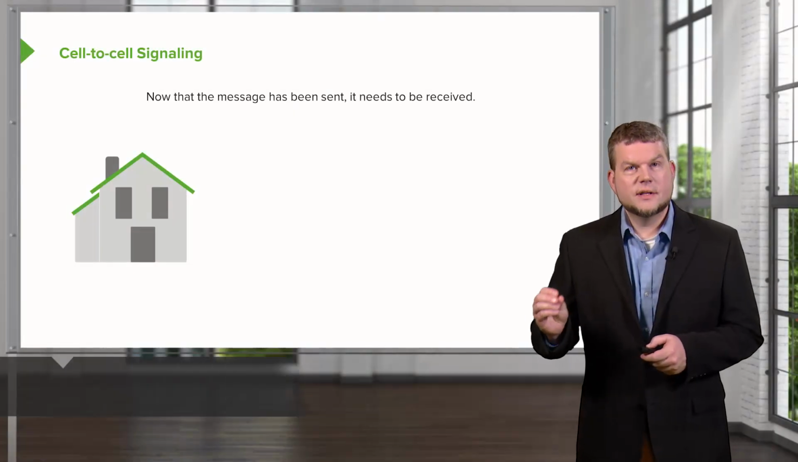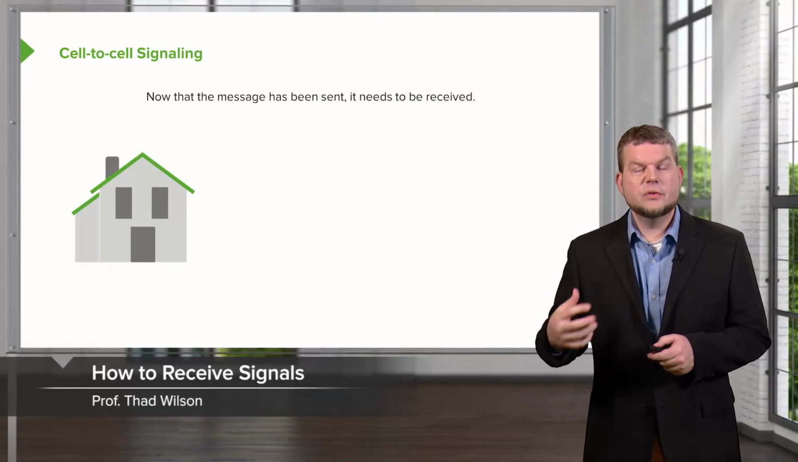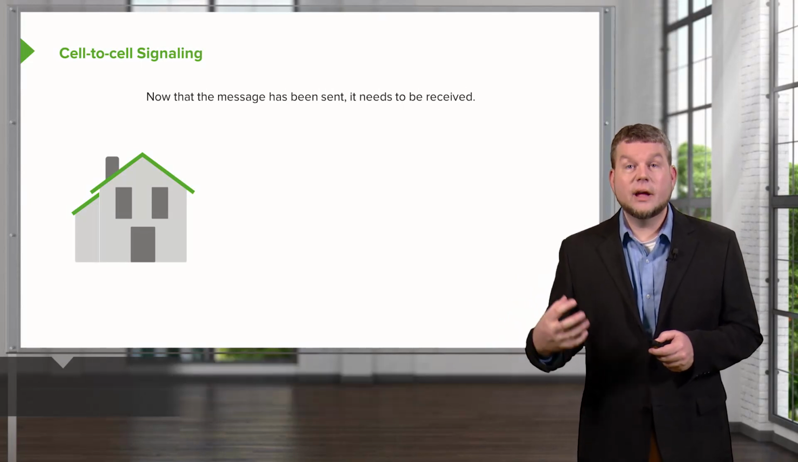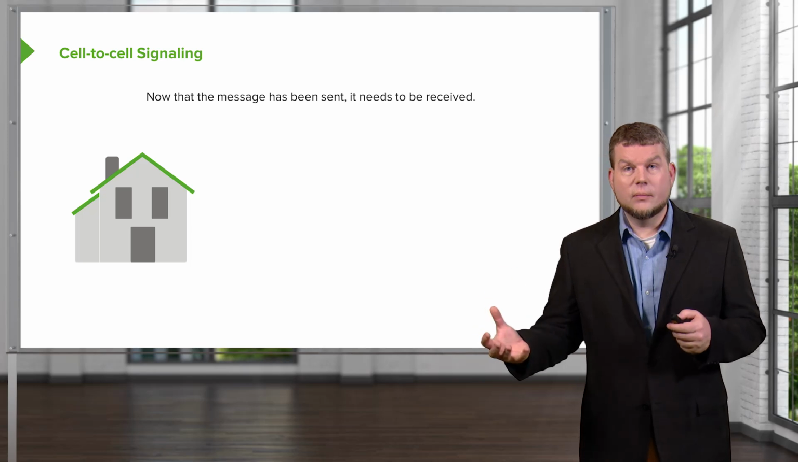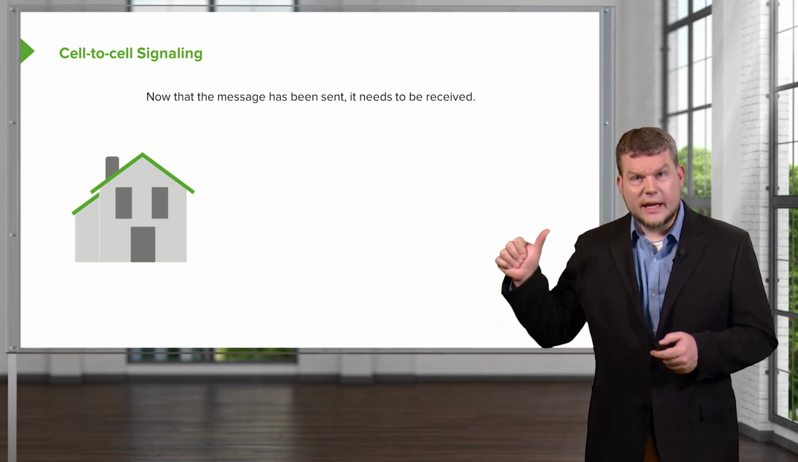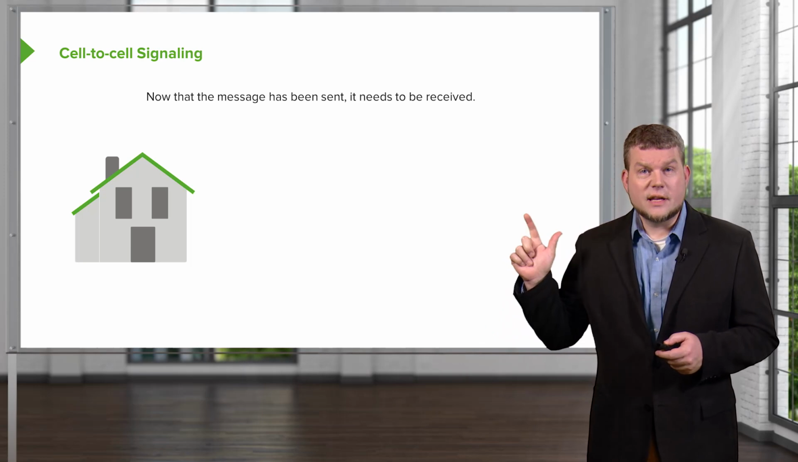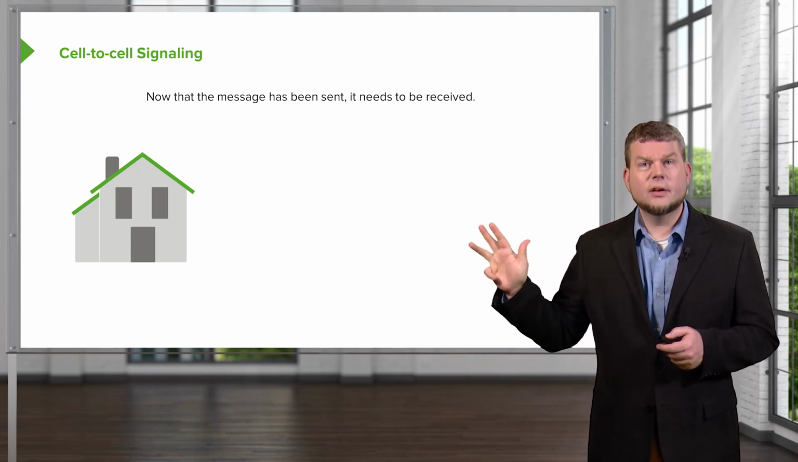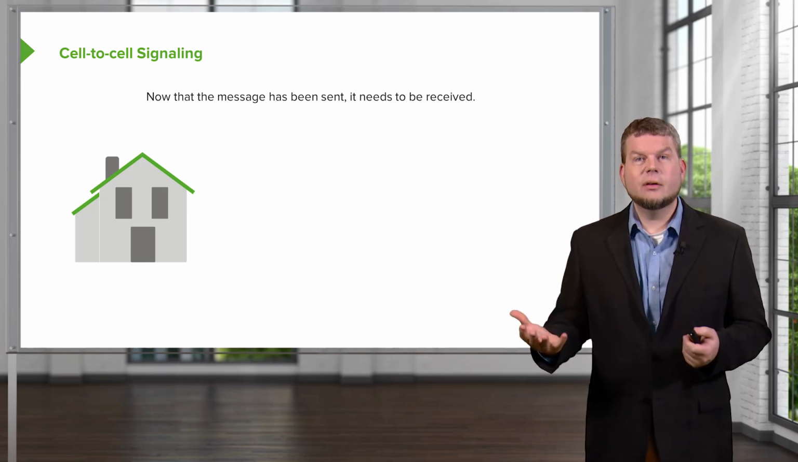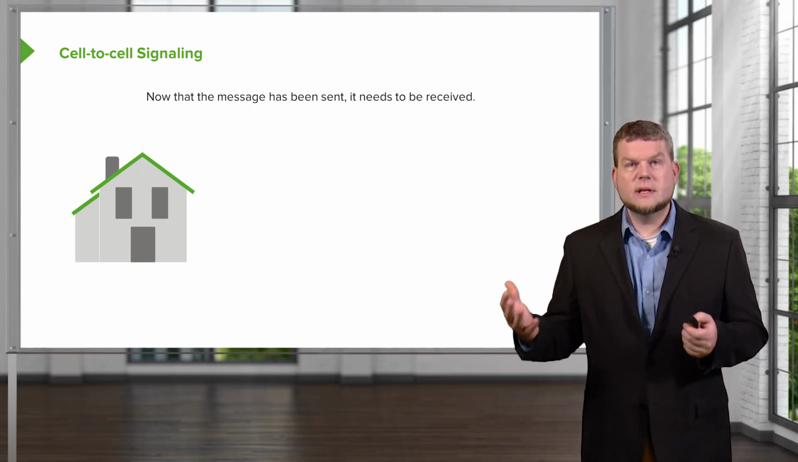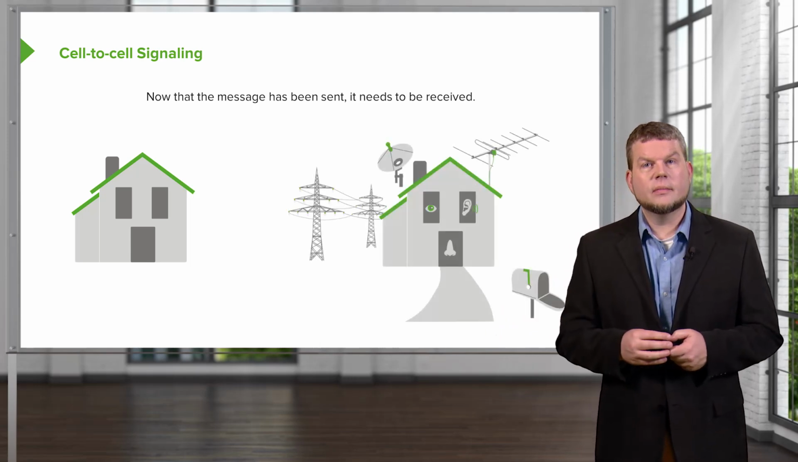With cell-to-cell signaling, it doesn't work if you just send that signal out and don't have anyone to receive it. You need to be able to receive the signal. And this doesn't matter if it is an endocrine signal, a neural signal, a paracrine or autocrine signal, you need to be able to receive it.